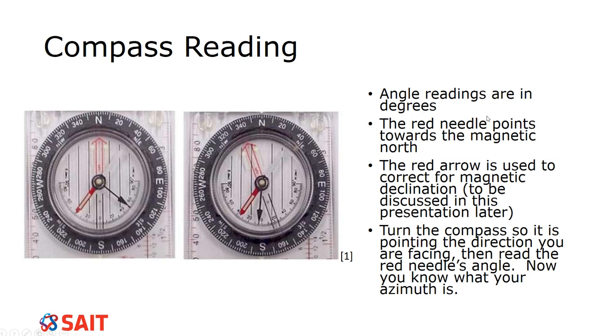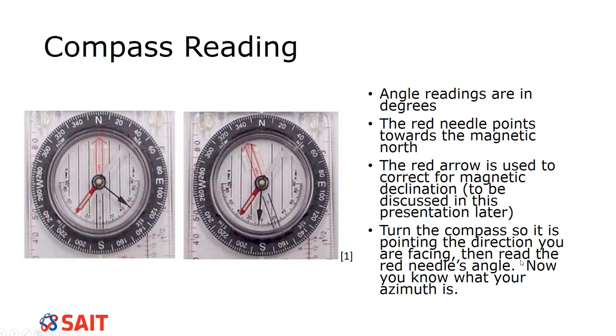The angles on a compass are in degrees. Very rarely would you ever see it in any other kind. The red needle, the red one in this picture, points towards the magnetic north. Wherever that is, it's always going to the north, not to the south, to the north. The white will go to the south. The red arrow is used to correct for magnetic declination. It says it will be discussed later in this presentation. That comes up in one of the next two objectives.